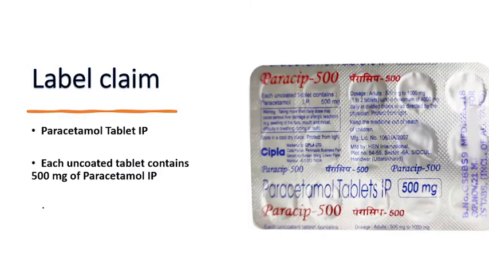Alright. Now here we should know the label claim. Now this is the sample we have taken. This is a finished product formulation having the brand Paracif 500 from Cipla. So you can see the label claim which is written here: each uncoated tablet contains paracetamol IP 500 mg. So this label claim we have to use for calculating the equivalent weight.